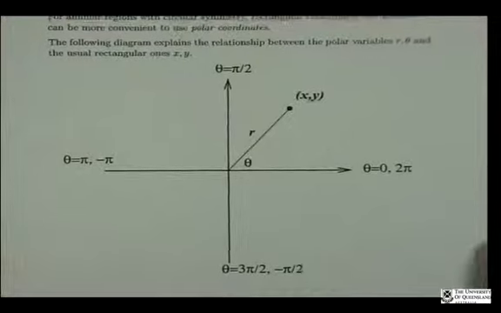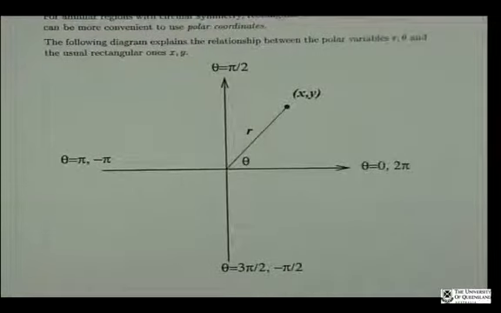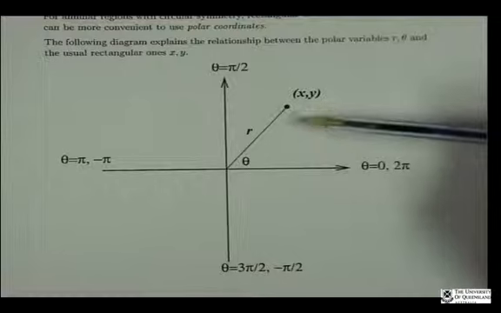These are the coordinates to use if the region we're considering is circular or part of a circle or has something to do with circles, with a circular or annular region, like in the shape of a ring. Okay, so let's see the relationship.